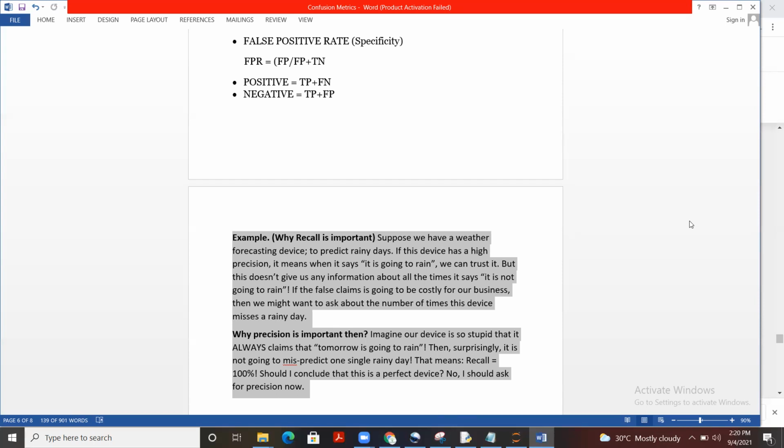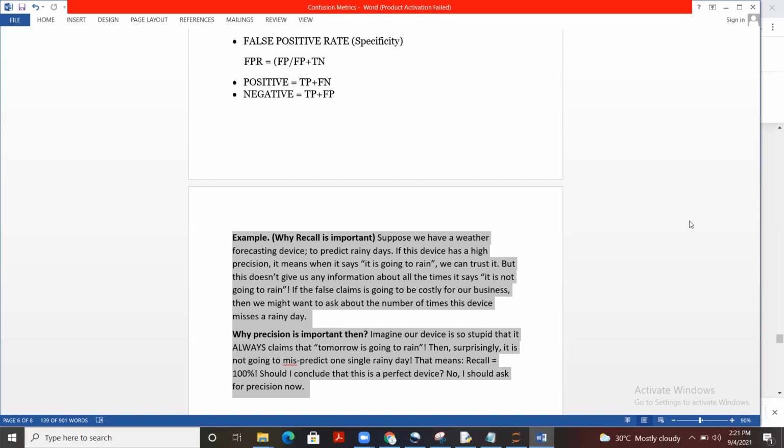If our device keeps saying that it's going to rain today, it can be correct every time it rains, but whenever it's not going to rain, it may also predict that it is going to rain. This way we can have a lot of false claims, and these false claims can be costly for our business as well. That varies from data to data and domain to domain.